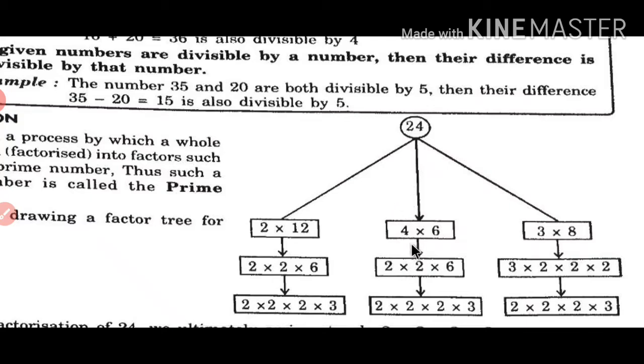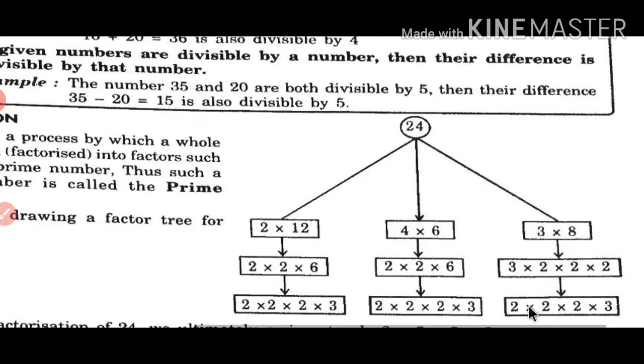Or if we write it like this, 4 into 6, then 4 can be written as 2 into 2, and 6 can be written as 2 multiply 3. So you can see you get the same answer, however you write different factors. Let us see 3 into 8. 3 will be written as it is, then 8 can be written as 2 multiply 2 multiply 2. 2 twos are 4, 4 twos are 8.